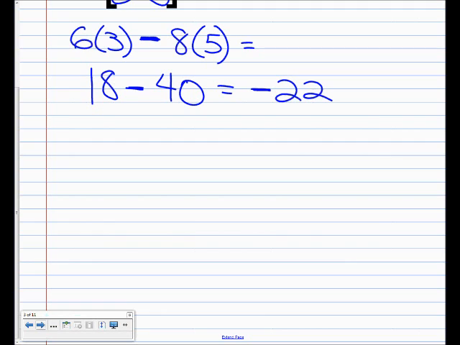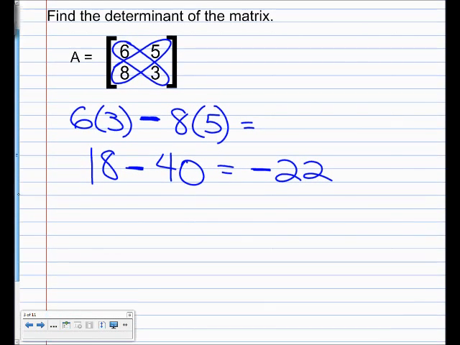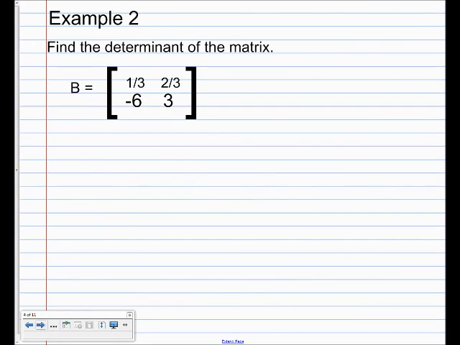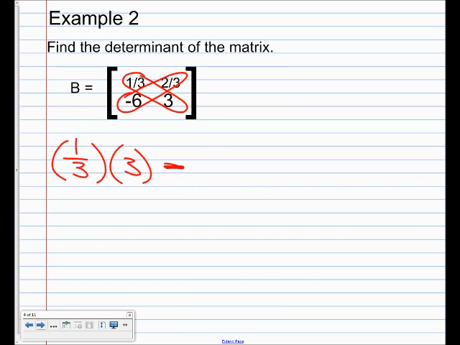Any questions on how to find the determinant? Everybody okay? Great. Yes, Marcelo? No. All right, let's try matrix B. Matrix B. Again, starting with the top left number, 1/3 times 3 minus negative 6 times 2/3.